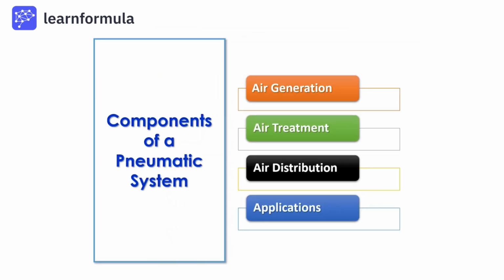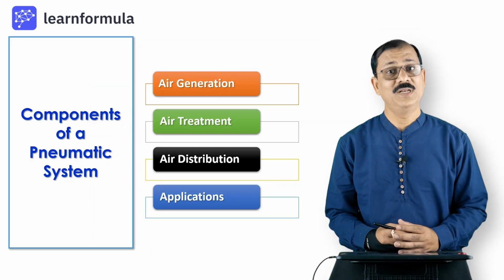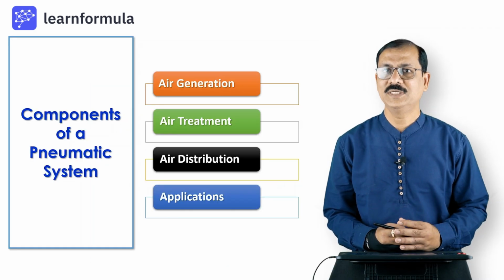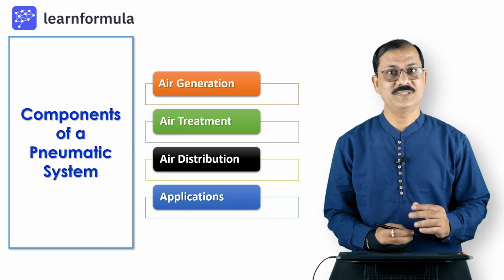If you look at overall the components which are there in any pneumatic circuit, we can categorize them in four categories. Number one, compressed air generation. Number two, compressed air treatment. Number three, compressed air distribution. And then finally, circuits and applications. Let us understand what are all those things which are involved into each subcategory.